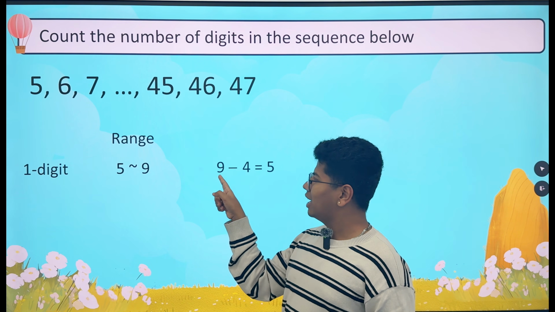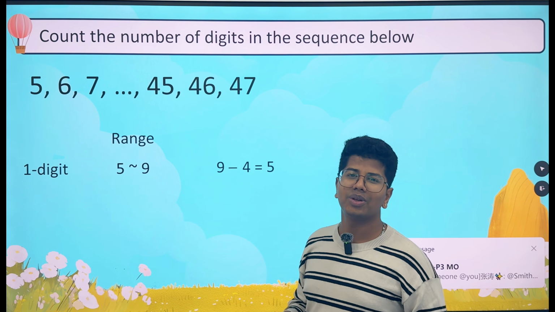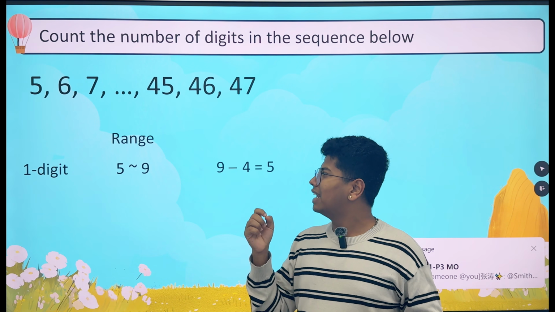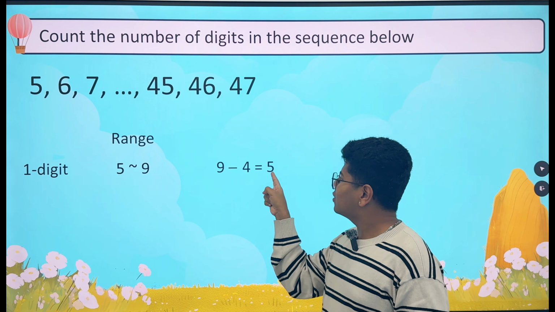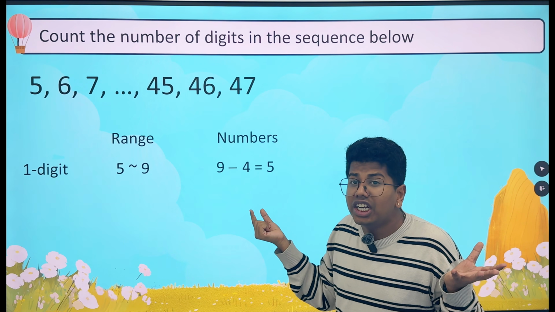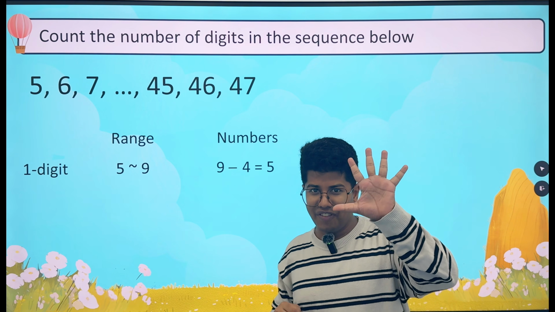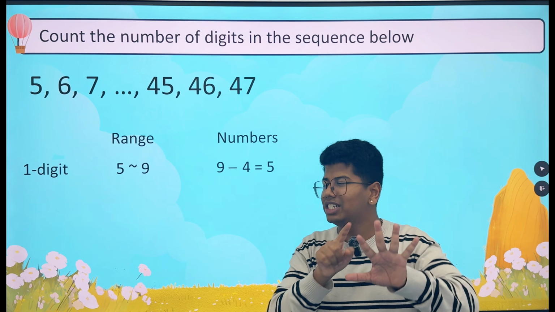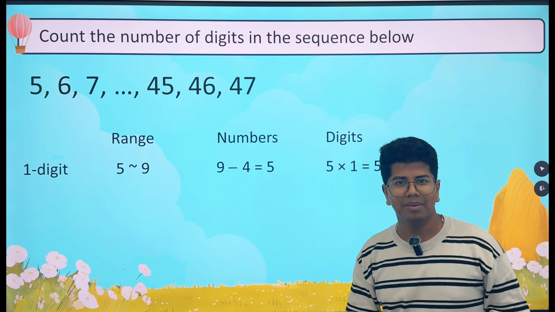So now to count the numbers, it is just 9 minus 4, since there are 4 missing numbers. So there are 5 numbers here, that is 5, 6, 7, 8, 9. Now these 5 are just the numbers, but every number has how many digits? 1 digit. So total how many digits are there? 5 numbers, every number 1 digit. There are 5 times 1, that is 5 digits.